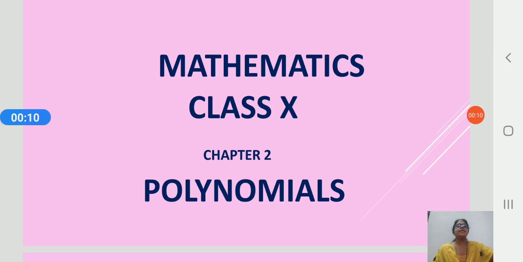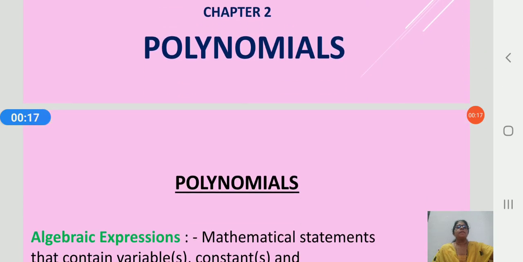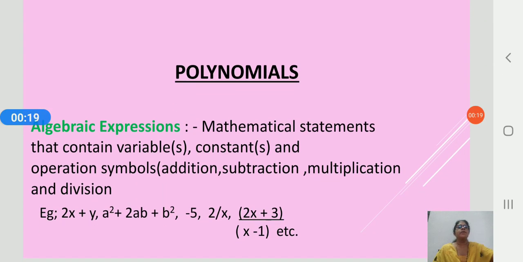Children, today we are studying the second chapter, polynomials. In lower classes you studied about polynomials. Let us recall all the terms we have studied in lower classes. Algebraic expression. You know what an algebraic expression is? It is a mathematical expression that consists of variables, constants and operation symbols: addition, subtraction, multiplication and division.